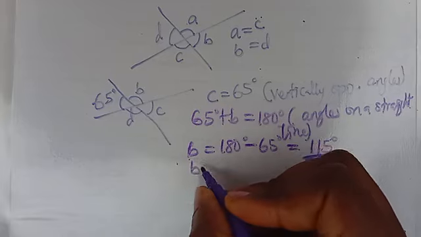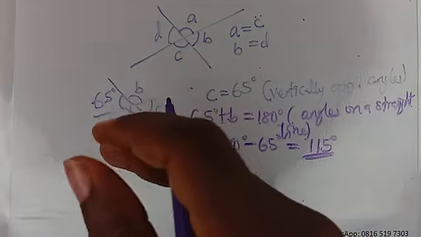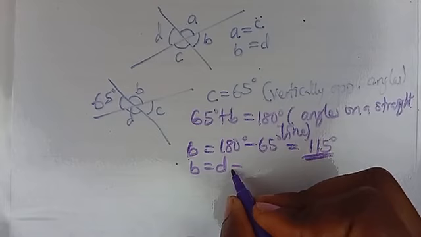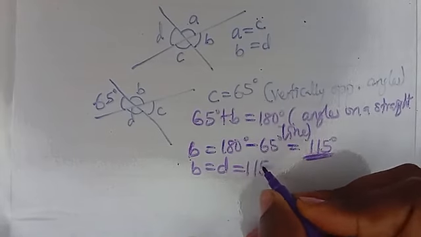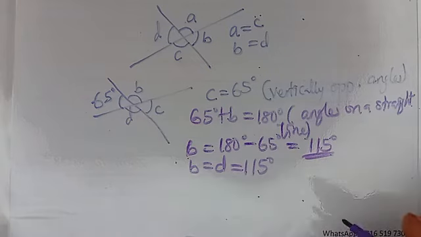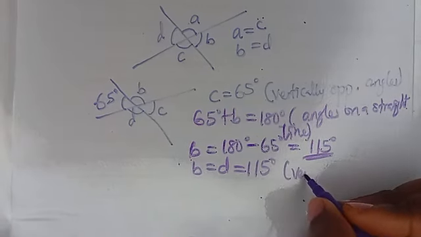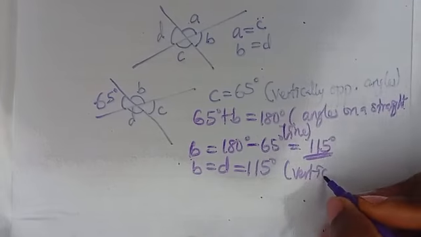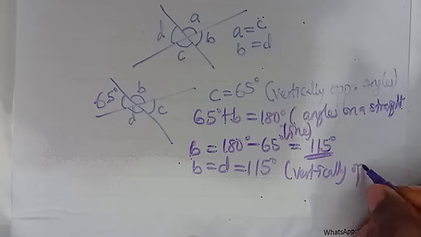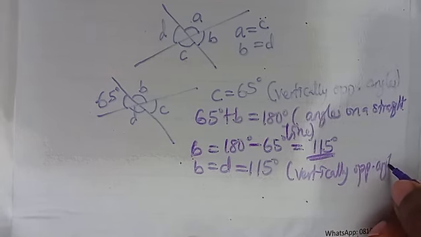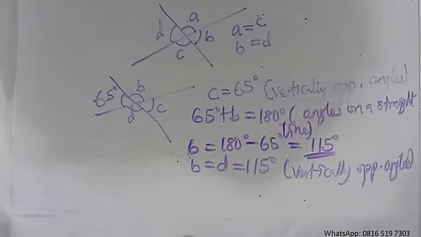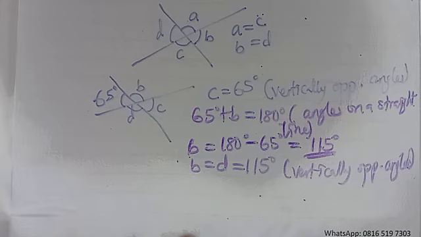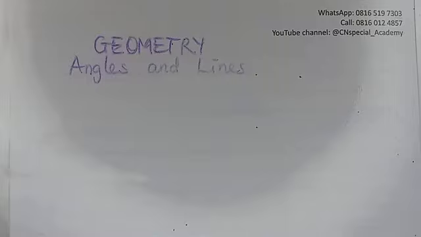So since we found angle B, finding D is just easy. We have that B is equal to D, we can see the vertically opposite angles, which is equal to 115. And our reason for saying that B is equal to D is vertically opposite angles. So we can see having the knowledge of straight lines is actually making these diagrams easy for us to solve the angles in them. Now let's talk about angles at a point.